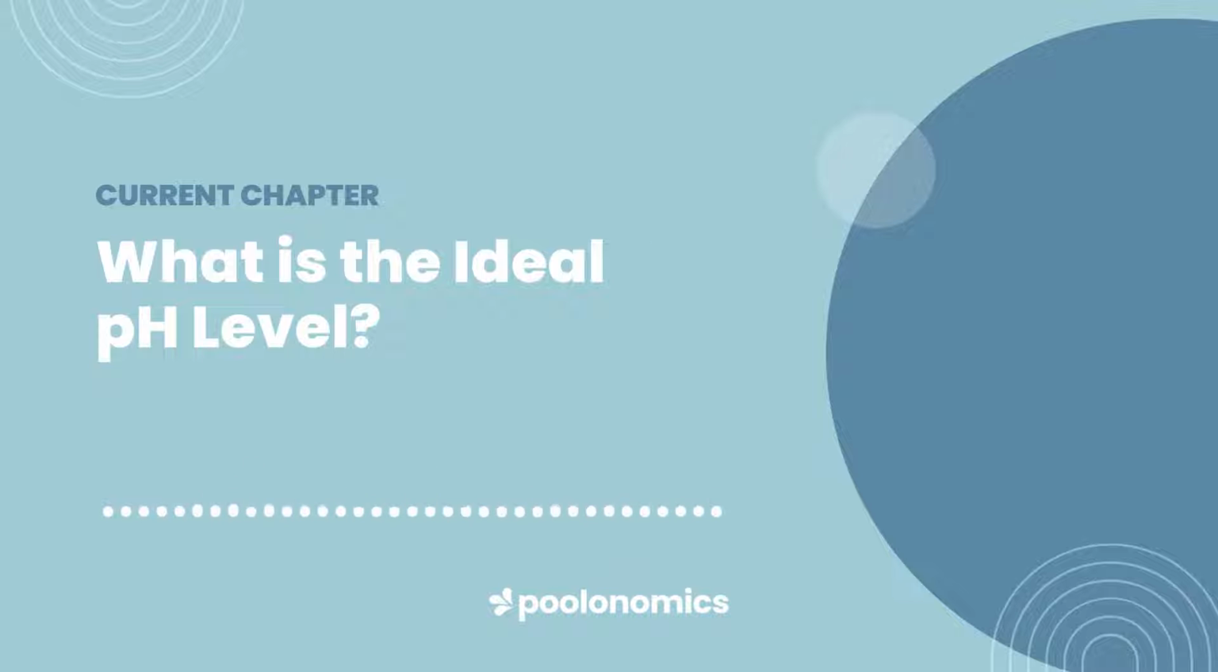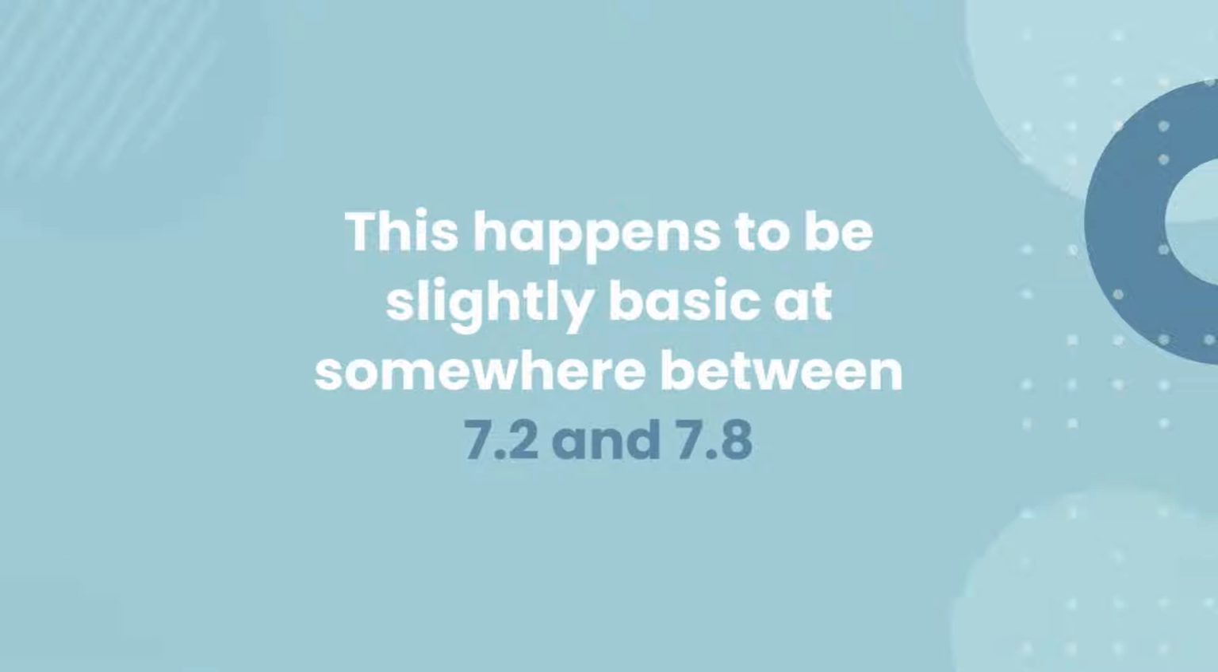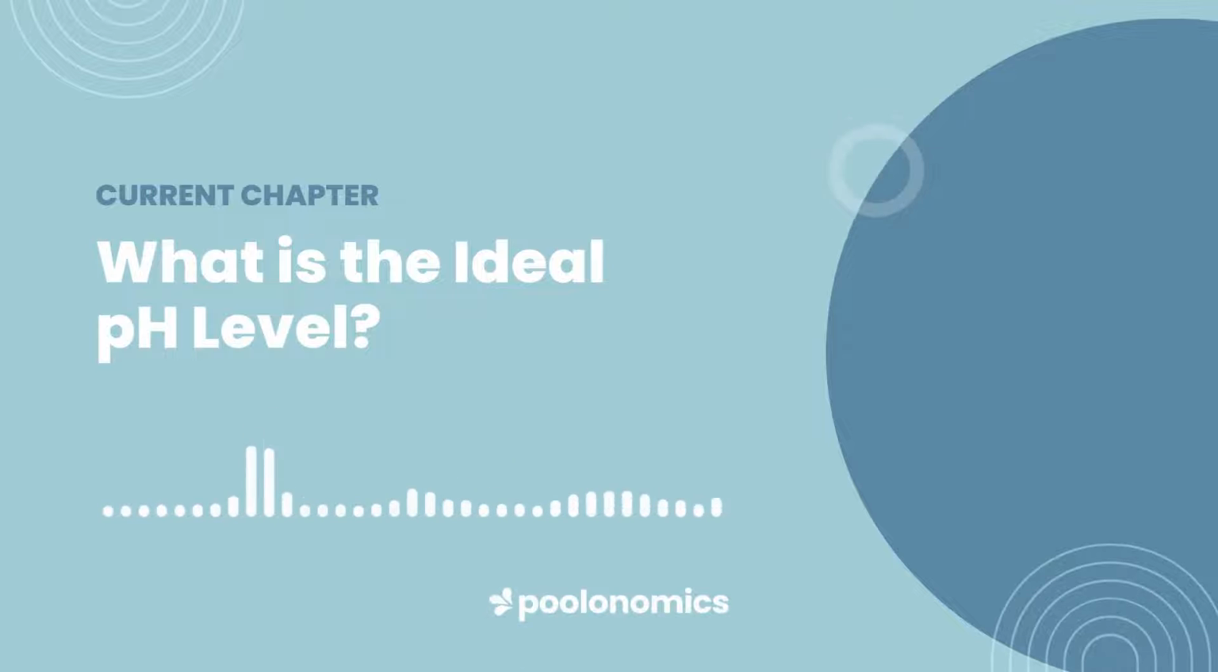What is the ideal pH level? The ideal pH level prevents both corrosive and scaling conditions in your pool, while also allowing chlorine to work effectively. This happens to be slightly basic at somewhere between 7.2 and 7.8. Some pools will naturally lean toward the lower end of that range, while other pools will lean toward the higher end. Nobody can give you an exact number for your pool. It's just something you will have to identify as you test and observe your pH level over time.